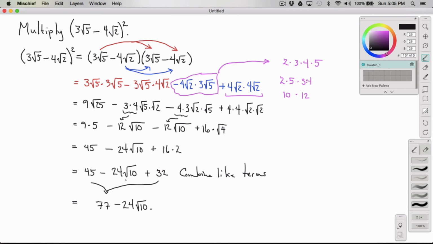It's 3 times the square root of 5 minus 4 times the square root of 2, quantity squared.